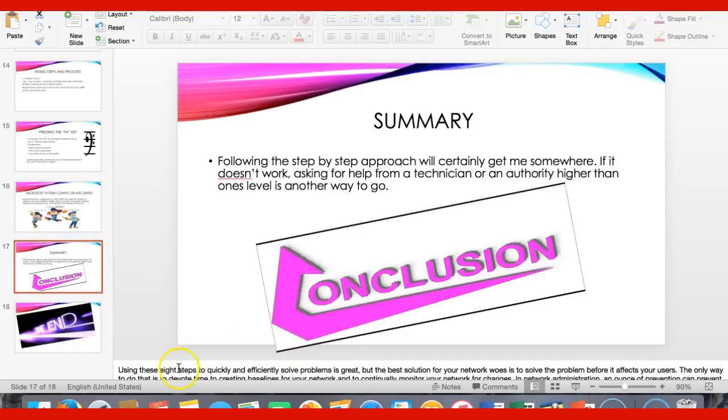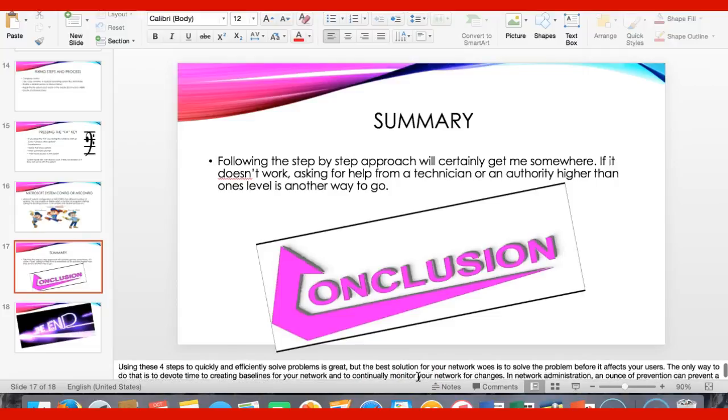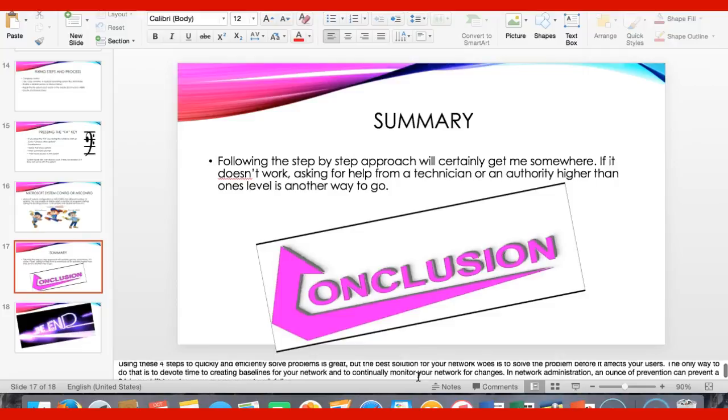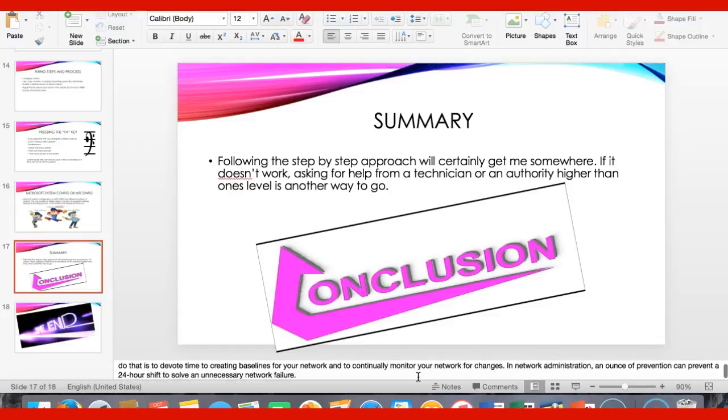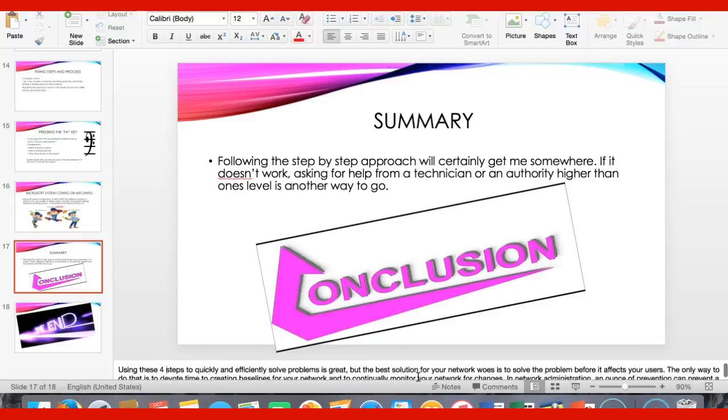Using the four steps to quickly and efficiently solve problems is great, but the best solution for your network woes is to solve the problem before it affects your users. The only way to do that is to devote time to creating baselines for your network and continually monitoring your network changes. In network administration, an ounce of prevention can prevent a 24-hour shift to resolve. So when you see a pending problem, go ahead and prevent it. Prevention is better than cure. The time we put into curing a problem is longer than the time we put into preventing it.